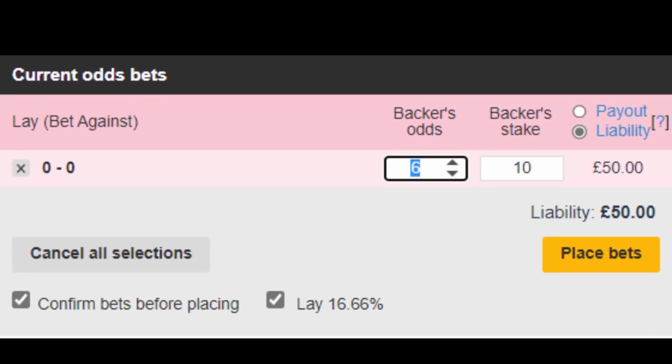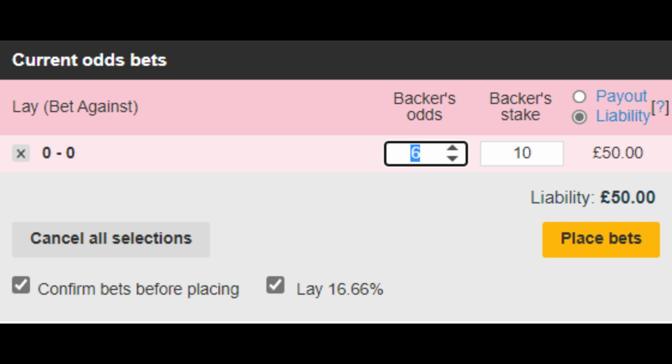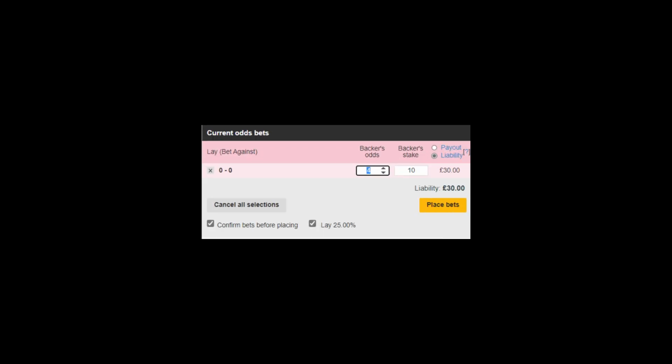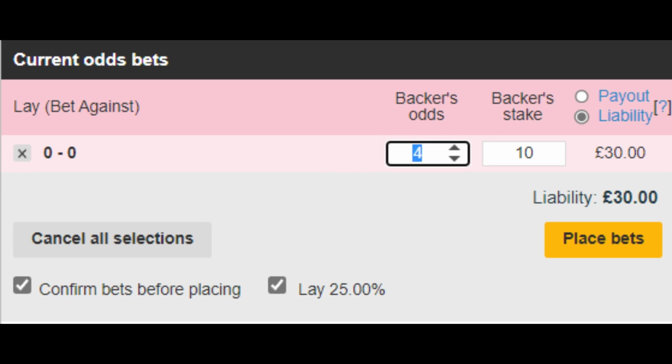So laying say £10 at 6.0 will give us a liability of £50. If no goals are scored, we lose £50, and if we get our all-important goal, we will win our £10 lay stake. So you can see why some traders balk at the liabilities. Laying on average at odds of decimal 6.0 means we need 5 winning trades for every loss. Laying at decimal 5.0, we need 4 winning trades, and laying at decimal 4.0, we need 3 winning trades, and so on.